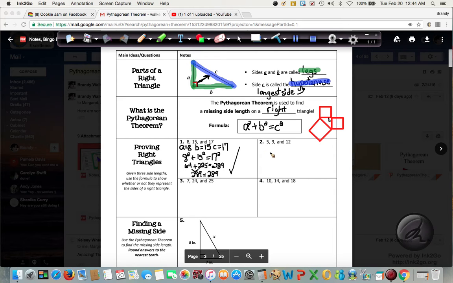Okay, it seems pretty easy, yes? Let's try number 2. A is going to equal 5. Again, it could be B. A and B don't matter what you label them. But C matters. C has to be the biggest number because it's the longest side. So C has to be 12. And we're just going to plug it into our formula. A squared plus B squared equals C squared. 5 squared plus 9 squared equals 12 squared.